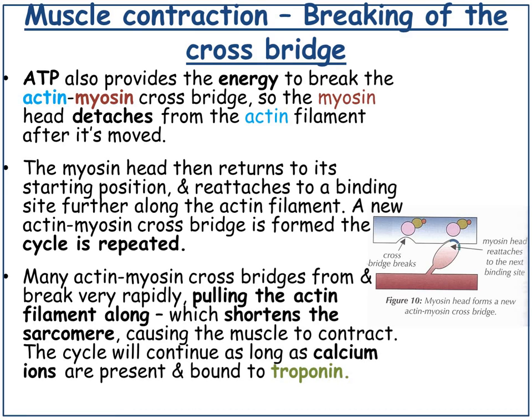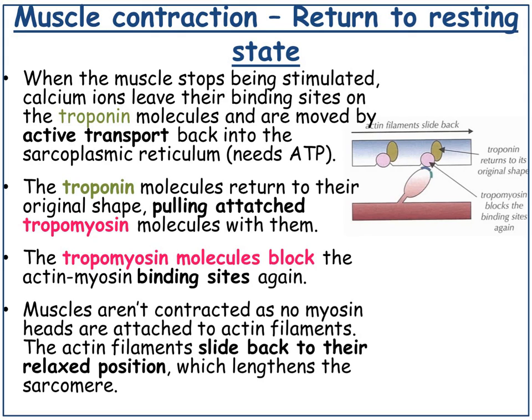This cycle will continue for as long as calcium ions are present in the sarcolemma, and as long as they're bound to the troponin. But when the muscle stops being stimulated, it goes back to its resting state. Calcium ions leave the binding site on the troponin molecule, and they are moved back into the sarcoplasmic reticulum by active transport. Obviously, because it's active transport, this requires ATP.